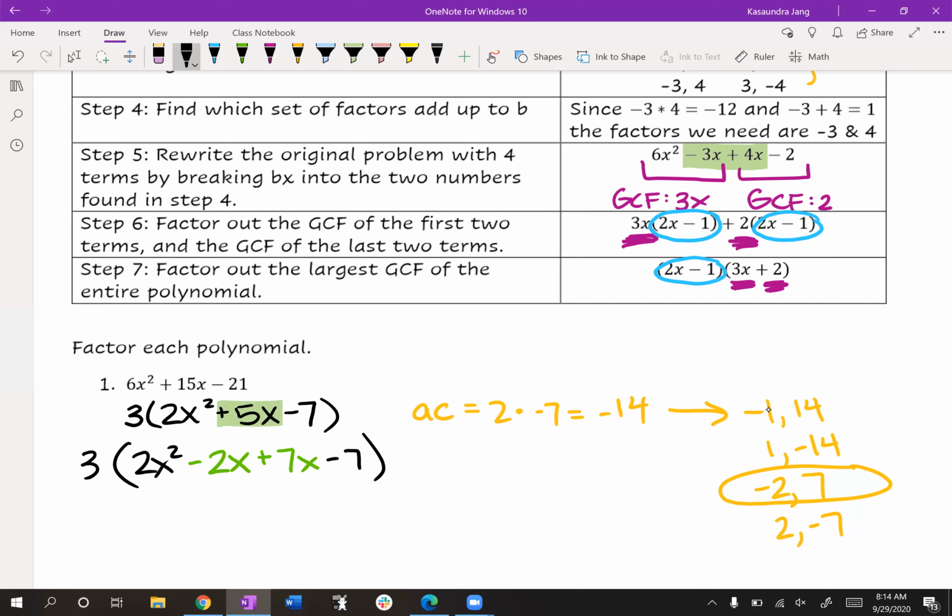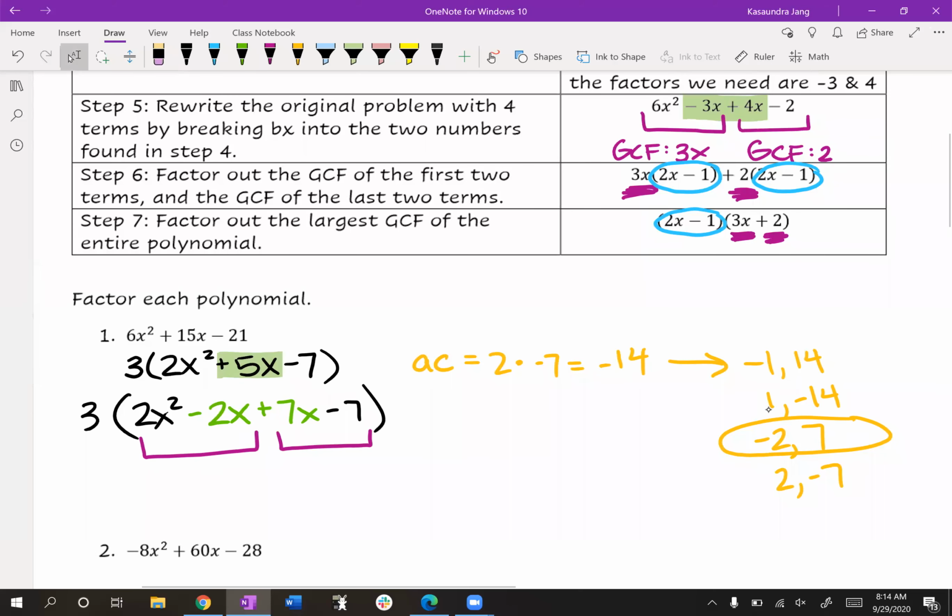All right, so now I'm going to do what I did in purple here. I'm going to group. It's called factor by grouping. I'm going to group those first two together, and I'll group the last two together. It's all about a GCF, a greatest common factor. So the greatest common factor out of my first group. Let's see, I see they both have a 2. And I think they both have an x as well. So I'm going to factor out 2x, which gives me a x minus 1.